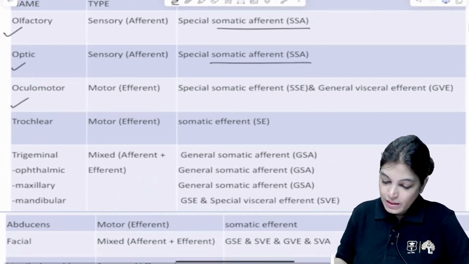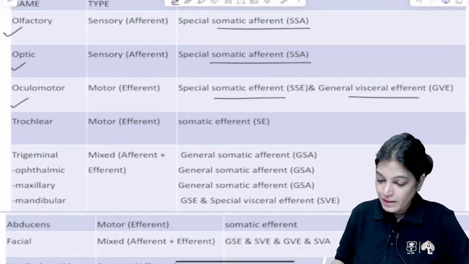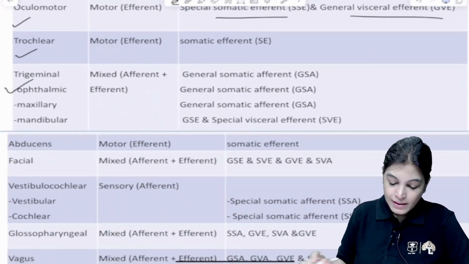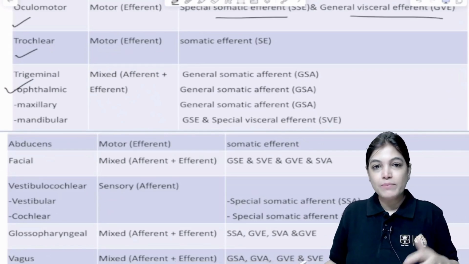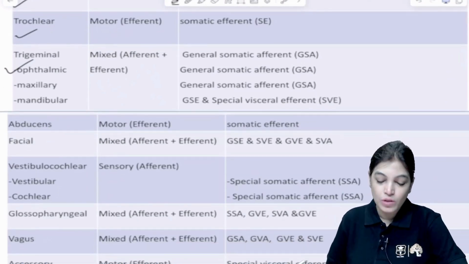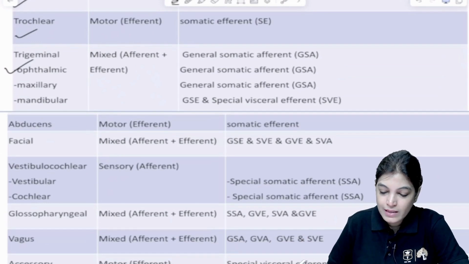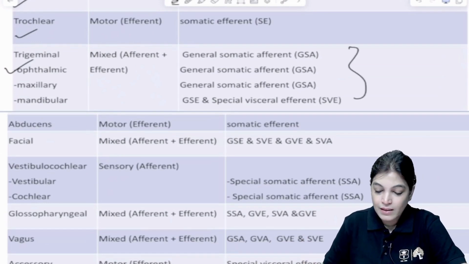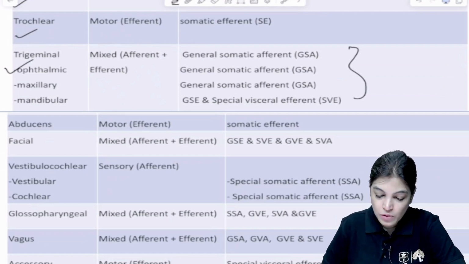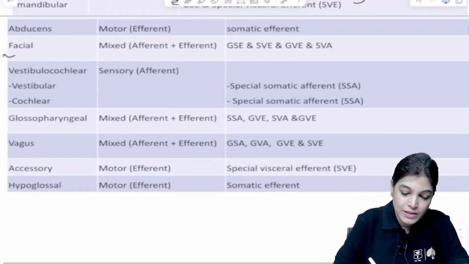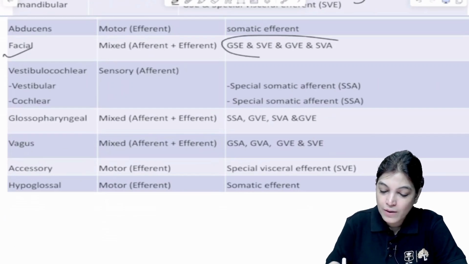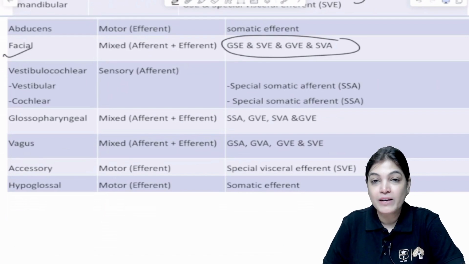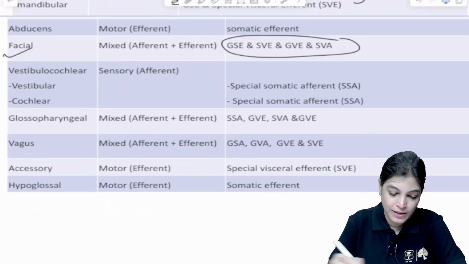If we talk about oculomotor, it has both special somatic efferent and general visceral efferent components. Trochlear nerve has somatic efferent. Trigeminal nerve is a mixed kind of nerve with both motor and sensory components. It has general somatic afferent, special visceral efferent and general somatic efferent components. Facial nerve has all these components: general somatic efferent, general visceral efferent, special visceral afferent and special visceral efferent.